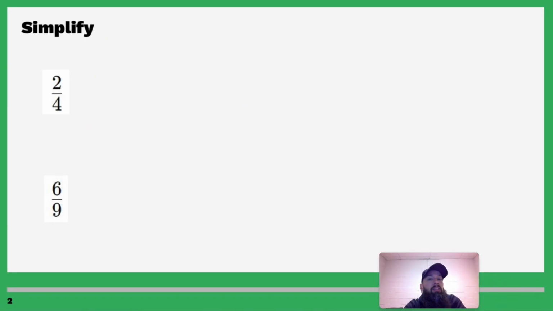Now, fractions can be simplified. These two fractions that you see right here are not simplified. Well, what does that mean? You can get them into smaller numbers and still have it be the same exact thing.